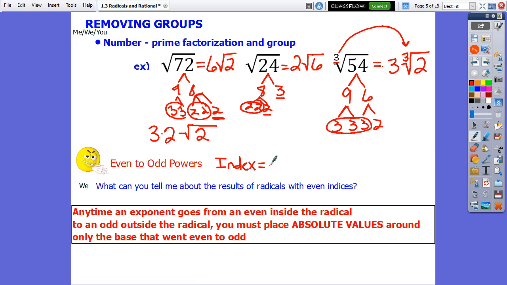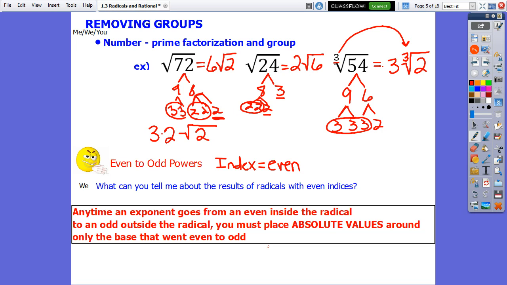But when the index is even, we do need to be careful here because the inside cannot be negative, and the outside is not going to be negative when I'm done, because the square root of a positive is positive, and the square root of a negative is not real. So there is no chance to get a negative unless there's a negative out front already.